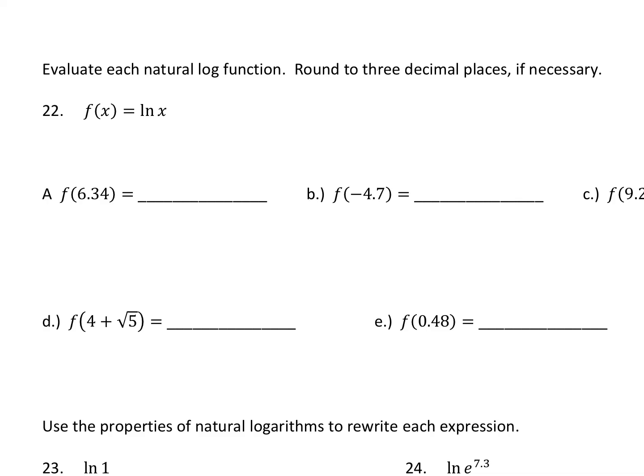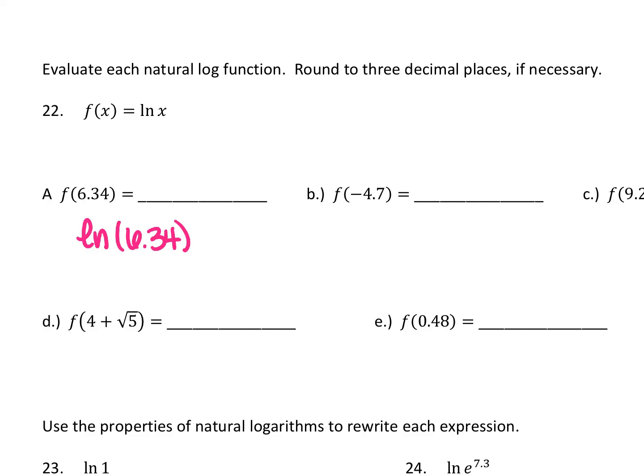Your next section, you're going to need your calculator for again, and you're just evaluating the natural log functions. So again, use your calculator, plug in what's in the parentheses for x, and then simplify. Again, round to 3 decimal places if necessary. So for this one, it's just ln of x. You might see it as something like 2 times ln of x, 4 times ln of x, something like that. But for A, you have f of 6.34. So again, write down what you're plugging into your calculator. So that's going to give you ln of 6.34.